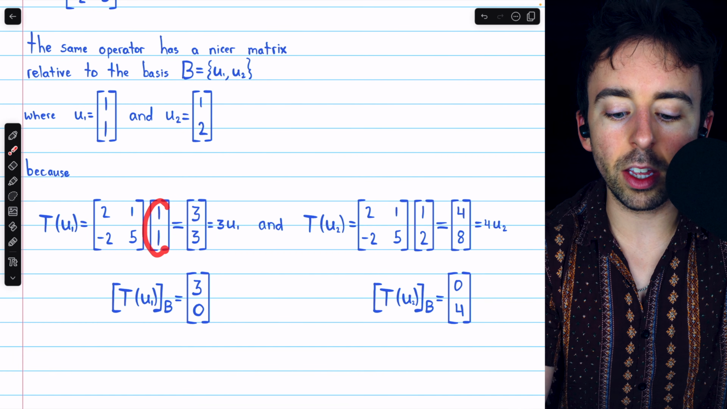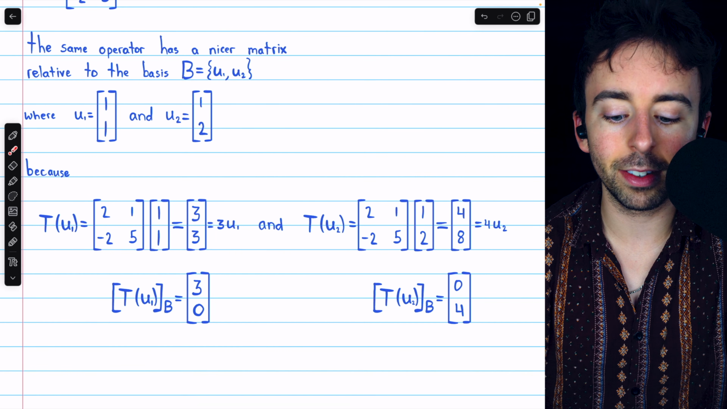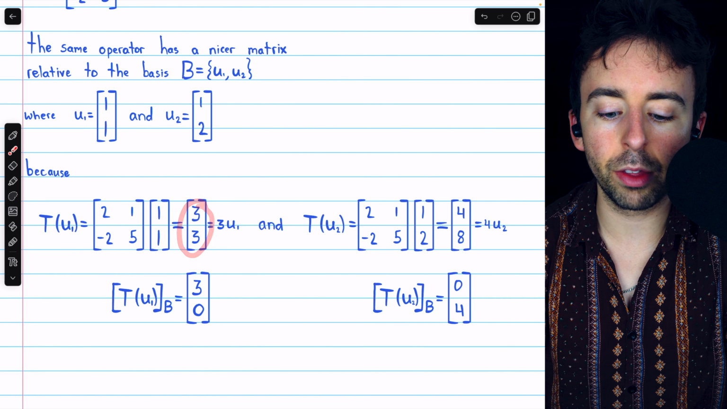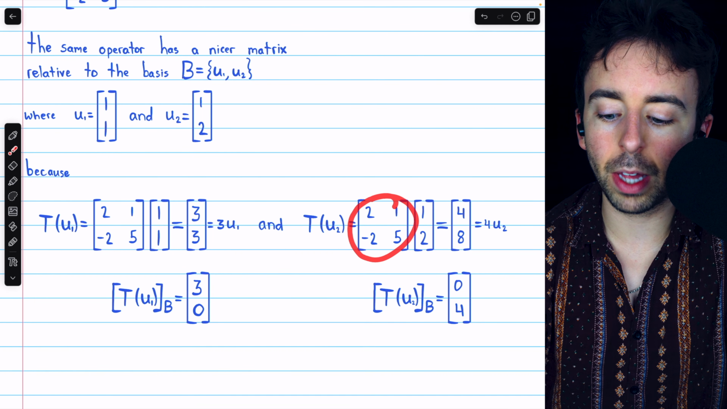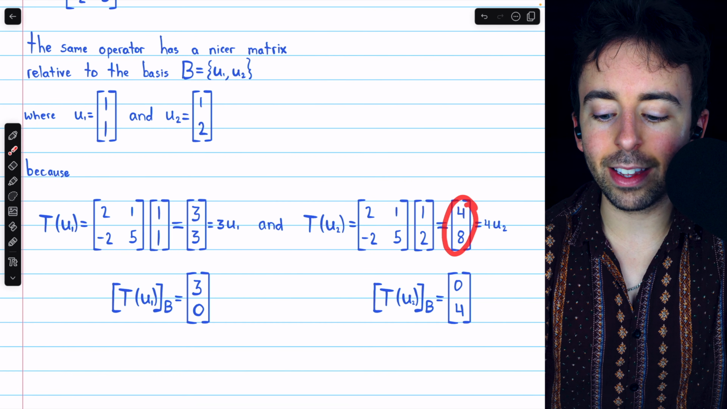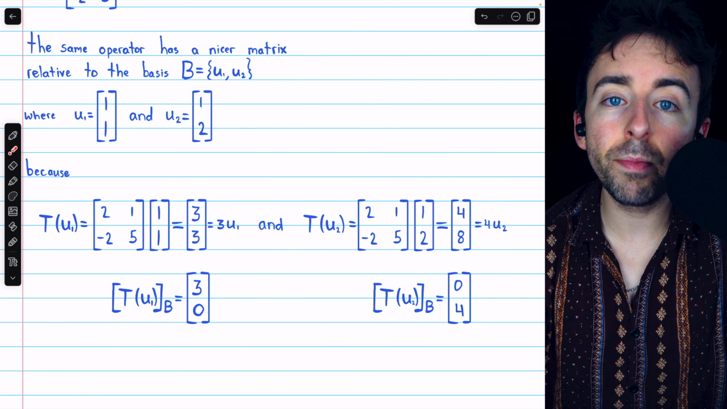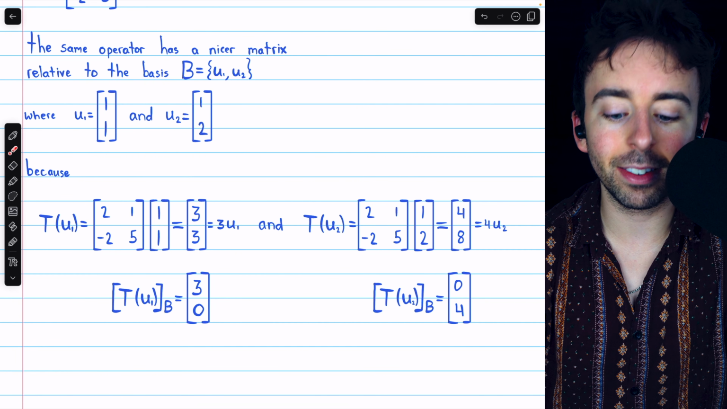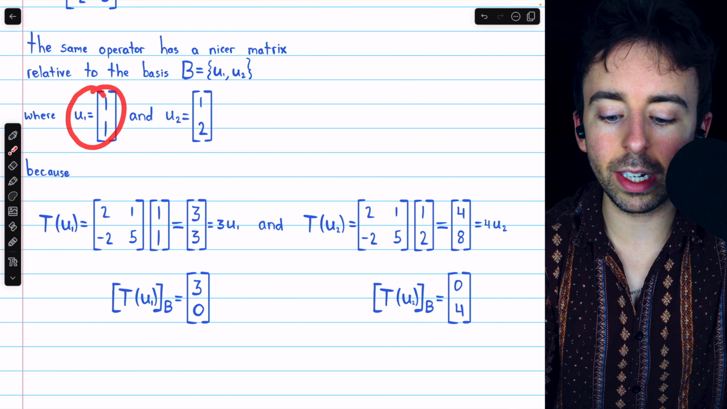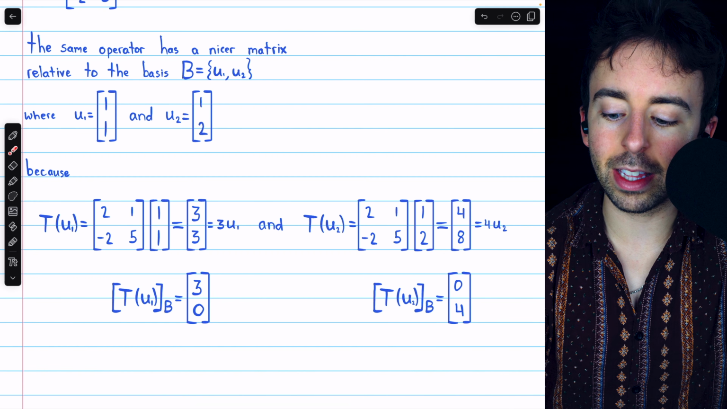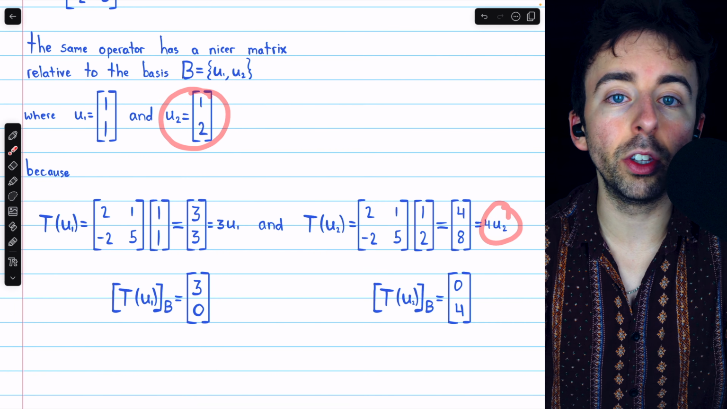So to do that, we take u1 and multiply it by the transformation matrix for T relative to the standard basis. That gets us to this vector 3, 3. Similarly, the image of the other basis vector, u2, is found by multiplying by the transformation matrix, and we get this vector 4, 8. Now, we need to express these images with respect to the new desired basis, and we see that the image of u1, 3, 3, is just 3 times u1. Similarly, the image of u2, 4, 8, is actually just 4 times u2.